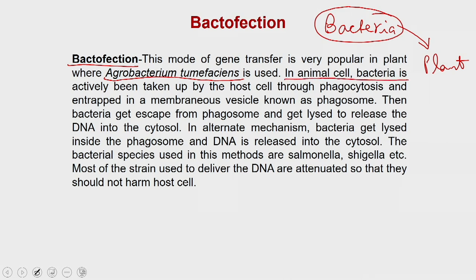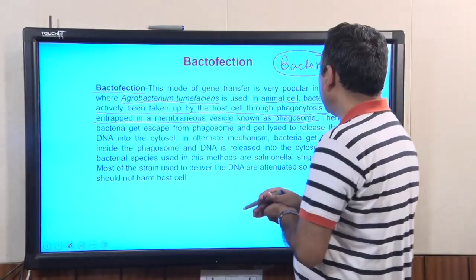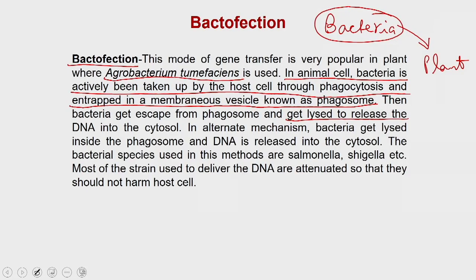whereas in animal cells, the bacteria is actively taken up by the host cell through phagocytosis, and then it is entrapped in a membranous vesicle known as the phagosome. Then the bacteria escapes from the phagosome and gets lysed. Once the bacteria is lysed, it releases the DNA into the cytosol. In some cases, the bacteria get lysed inside the phagosome and the DNA is released into the cytosol. So both mechanisms are possible: the bacteria escapes from the phagosome and then gets lysed when it reaches the cytosol, and that's how it delivers the DNA into the cytosol, and ultimately the DNA will reach the nucleus to express the recombinant gene.